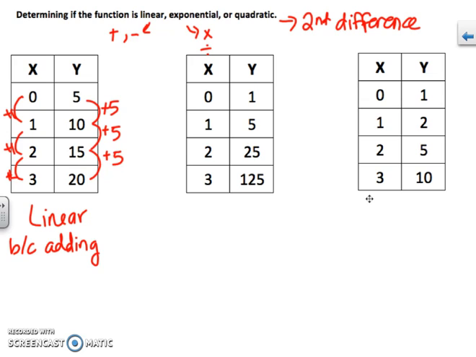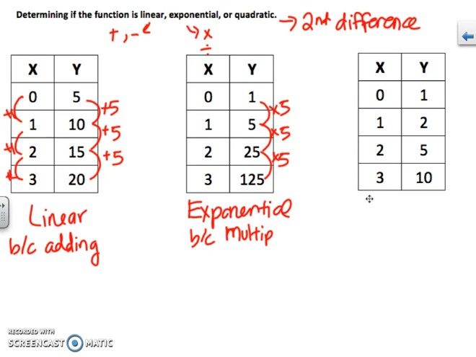Okay, now this middle one, how do you go from a 1 to a 5 to a 25 to a 125? Well, they are timesing by 5. So this would be an exponential because they are multiplying by 5. And a better way of saying that is actually spelling out the word because and say they're multiplying at a constant rate. Now, that leaves you to say that this last one is quadratic.